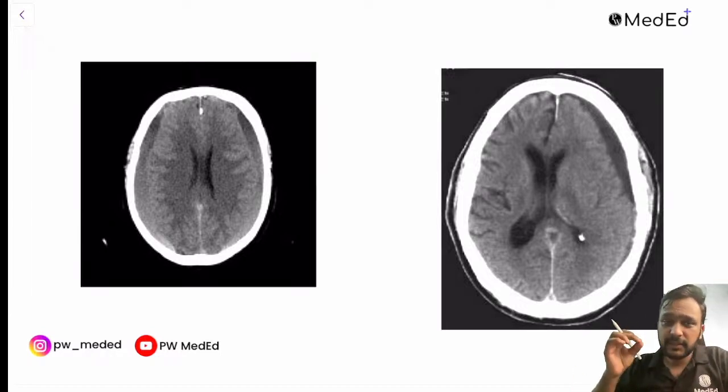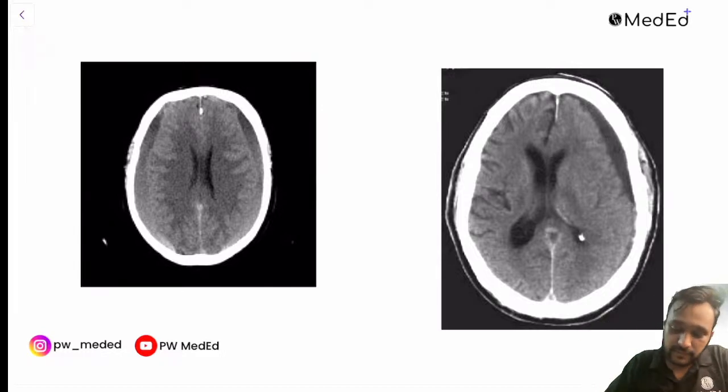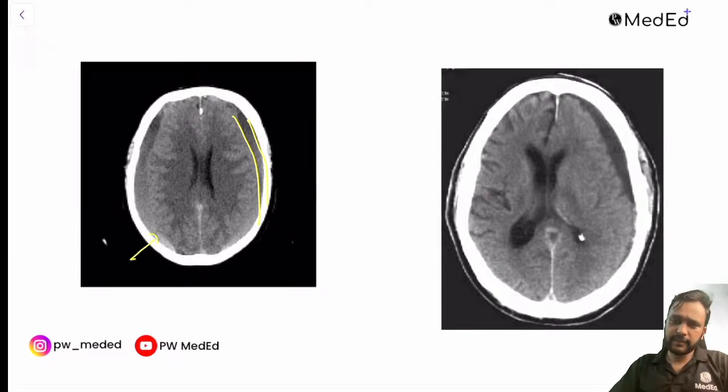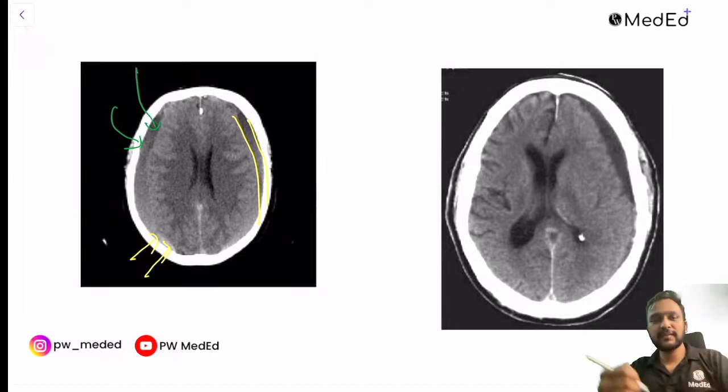But there is a mixture of hyperdense and hypodensities within these extraaxial collections. So if we look at these collections, you will see that in this extraaxial collection, a few hyperdense areas can be seen. These are the hyperdense areas, and a few hypodense areas can also be seen.